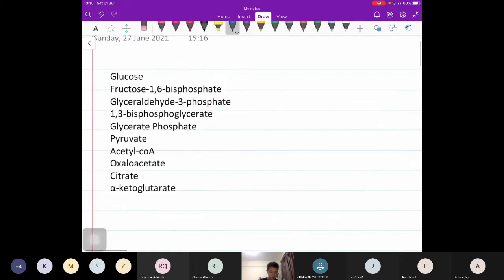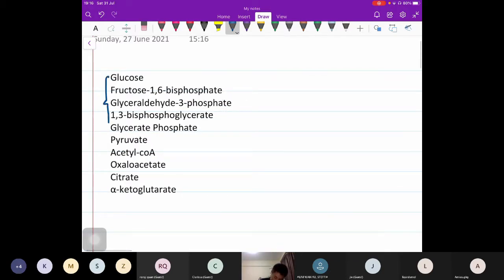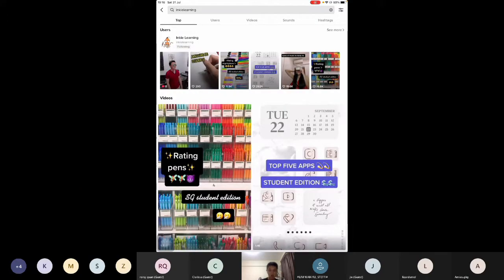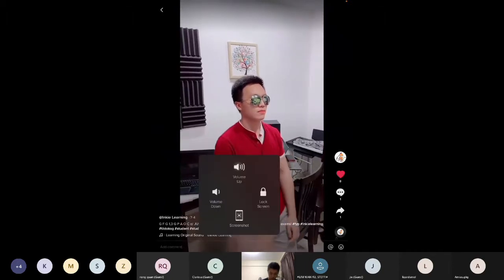Quite a few of you were asking how to remember all the different compounds here. These ones are glycolysis, this is the link reaction, and this is your Krebs cycle. So how do you remember all these things? I'll show you a quick TikTok video made by us.